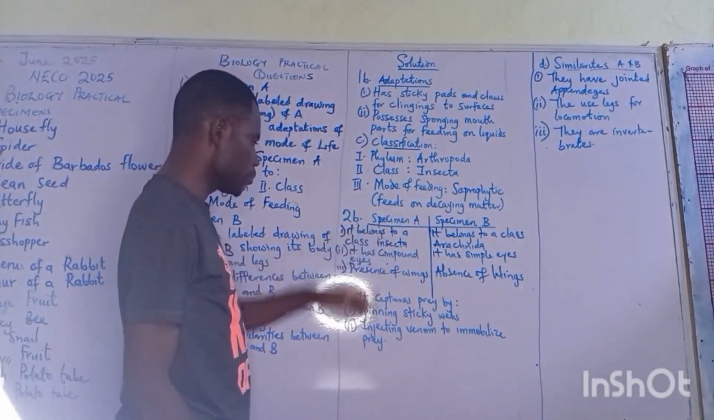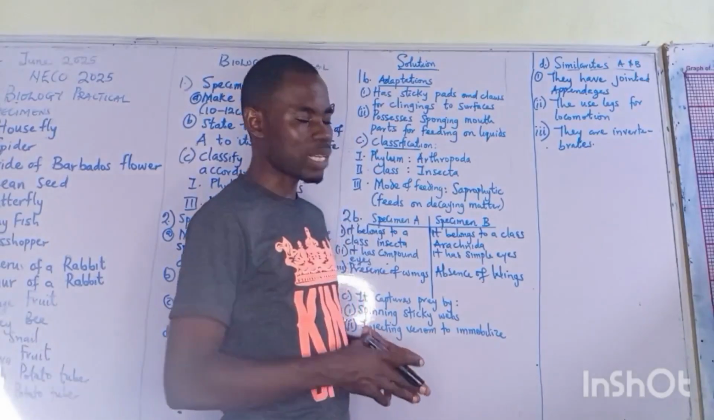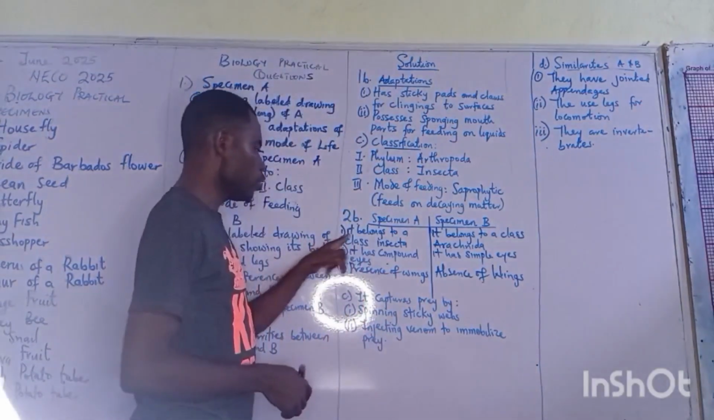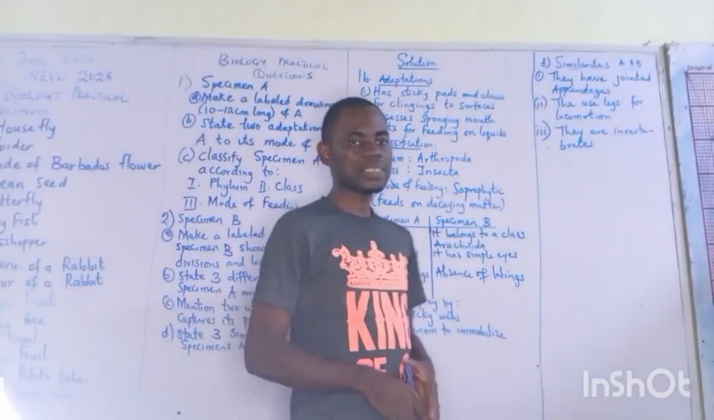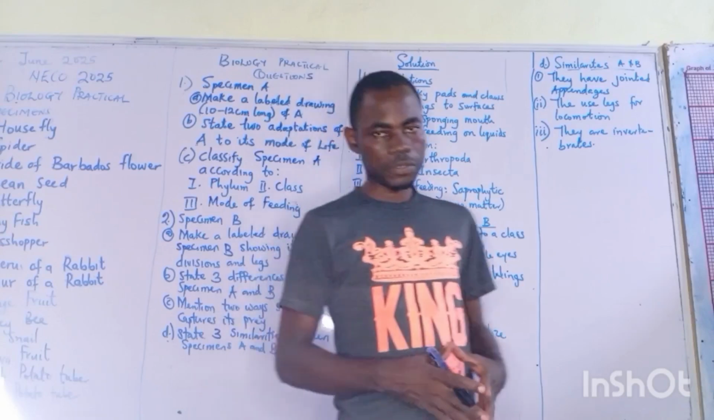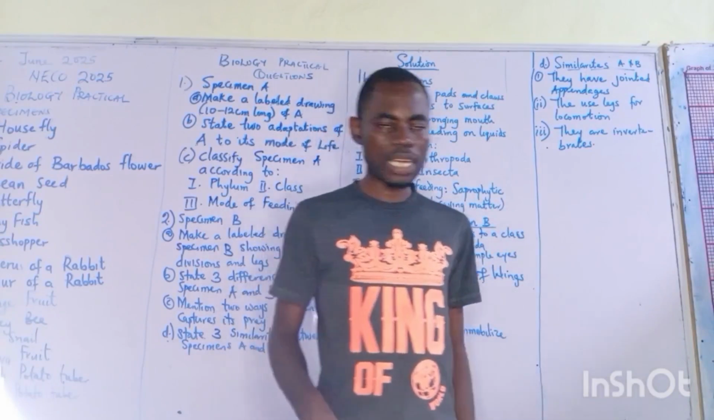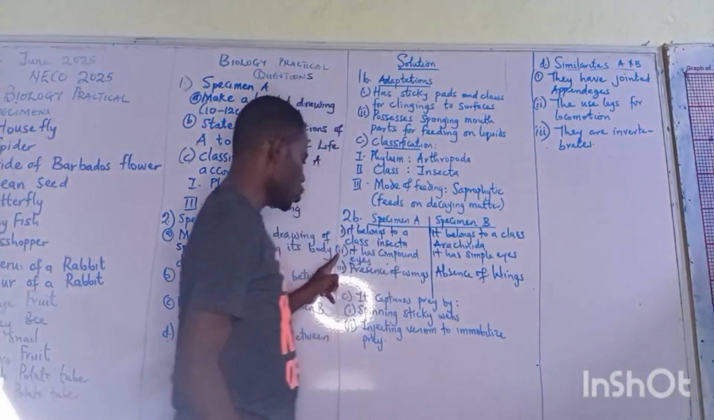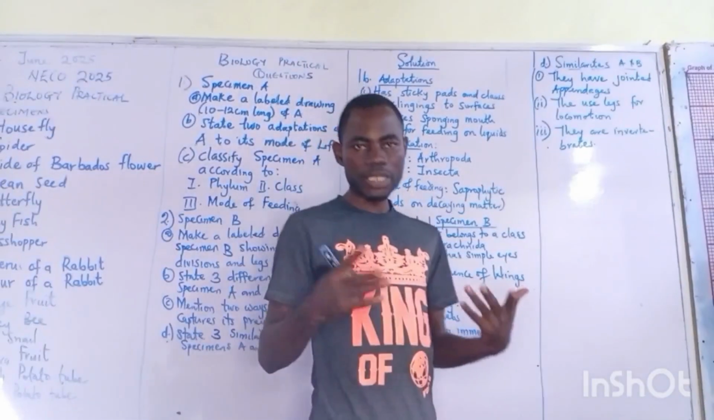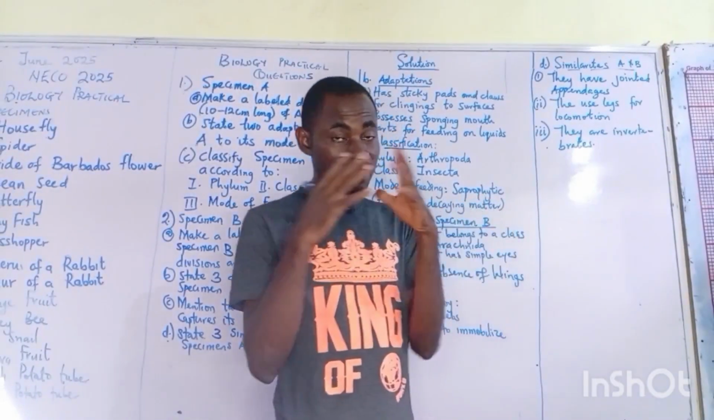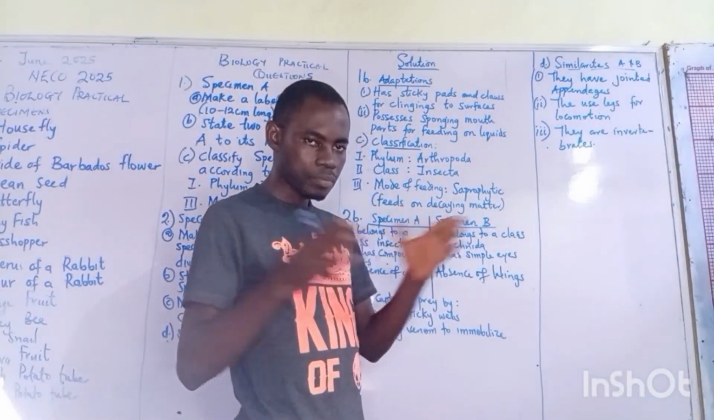So for specimen A, number one, I've told us earlier that specimen A belongs to the class Insecta, while specimen B belongs to the class Arachnida. That's the first difference. Housefly is a family member of insects, while spider is that of arachnids. Now, number two difference: specimen A has compound eyes. If you check the housefly very well, you will see that the eyes are very big. It has compound eyes, while the spider has simple eyes.